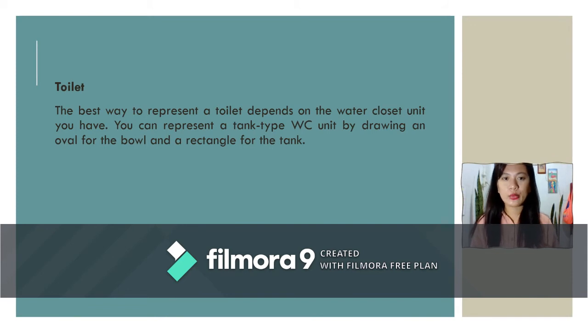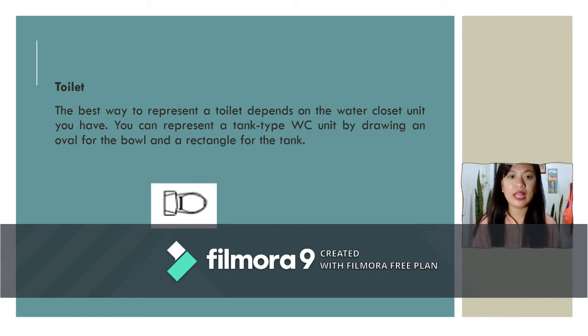Toilet. The best way to represent a toilet depends on the water closet unit you have. You can represent a tank type WC unit by drawing an oval for the bowl and a rectangle for the tank. If you have a toilet with an integral tank, use a triangular shape with rounded corners.